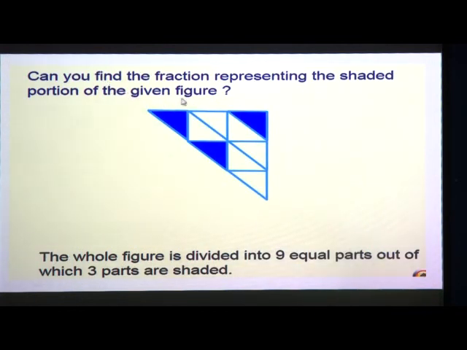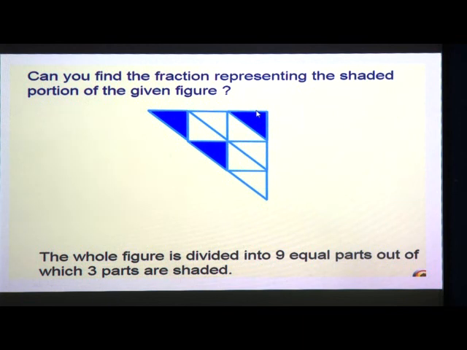Can you find the fraction representing the shaded portion of the given figure? Yes, can you find it? See, first of all, the whole figure is divided into 9 equal parts, out of which 3 parts are shaded. Let us count once again: 1, 2, 3, 4, 5, 6, 7, 8 and 9. This figure has been divided into 9 equal parts, and of these, 3 parts are shaded, 3 parts are colored.